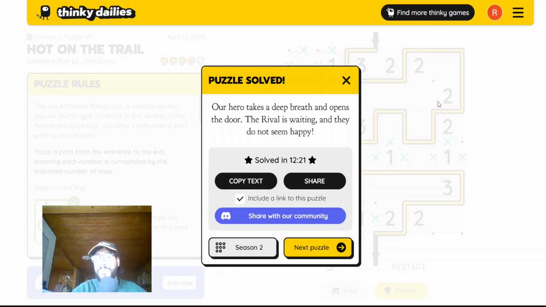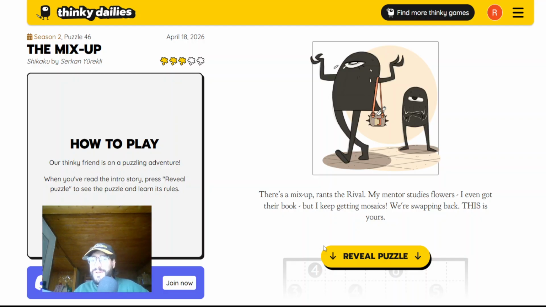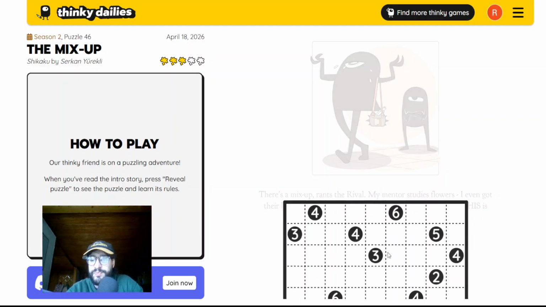Our hero takes a deep breath and opens the door. The rival is waiting and they do not seem happy. Just give us a break. Give us a break, please. Okay, what is our rival doing? And we see this symbol again. There is a mix-up, rants the rival. My mentor studies flowers. I even got their book, but I keep getting mosaics. We are swapping back. This is yours.